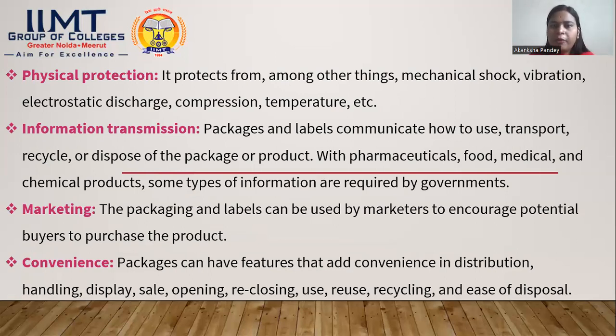Moving forward, I have elaborated the basic four factors. First is physical protection, which is the most important thing while choosing the packaging material. It protects from mechanical shocks, vibration, transportation changes, electrostatic discharge, compression, and temperature. These are the physical protection. Information transmission: packages and labels communicate how to use, transport, recycle, or dispose of the package or product. With pharmaceutical, food, medical, and chemical products, some types of information are required by governments.